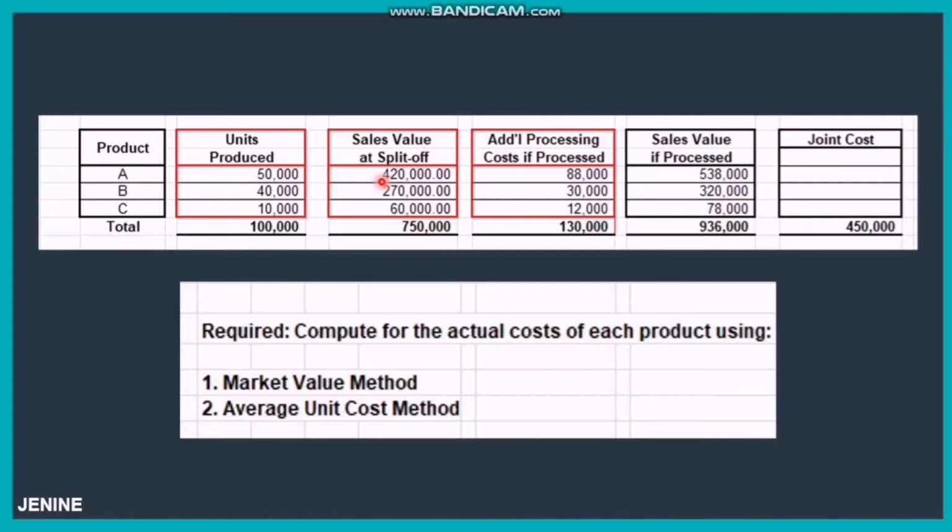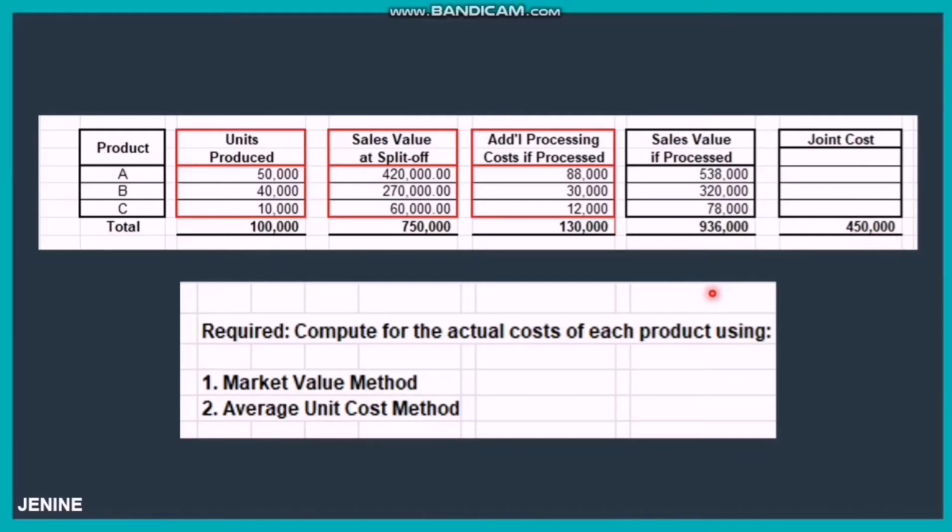Next is the sales value if processed. Product A has 538,000 pesos. Product B has 320,000 pesos, and Product C has 78,000 pesos, amounting to 936,000 pesos. And the total joint cost is 450,000 pesos.